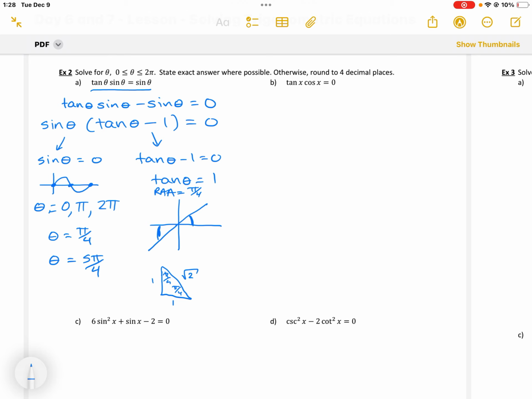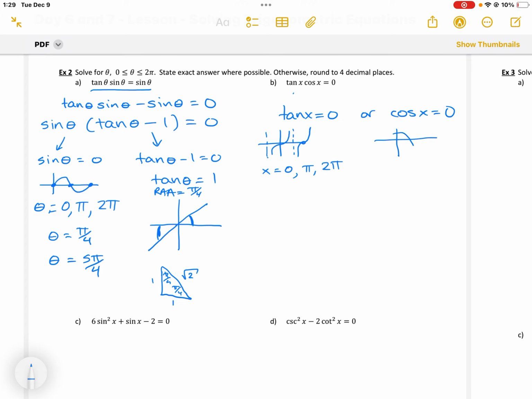Similarly, over here, I've got tan x times cos x equals 0. So these are two functions multiplied together that could equal 0. So that means that tan x could equal 0, or cosine x can equal 0. Tan x, the graph sort of looks like this, and the period of tan is actually pi. So x can equal 0, and we've got x, so we're using the right variable this time. It could equal 0, pi, or 2 pi.